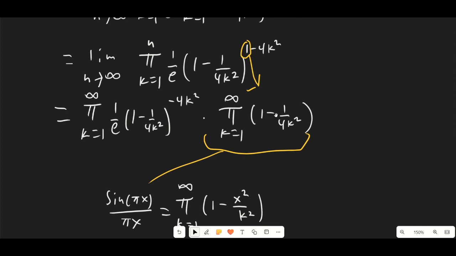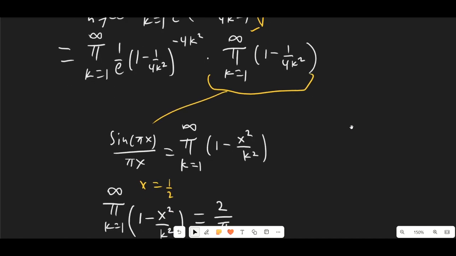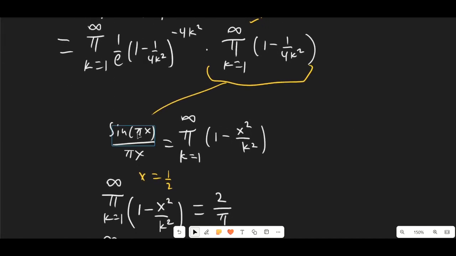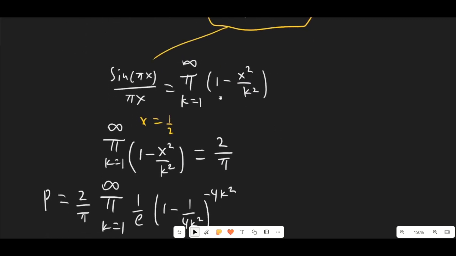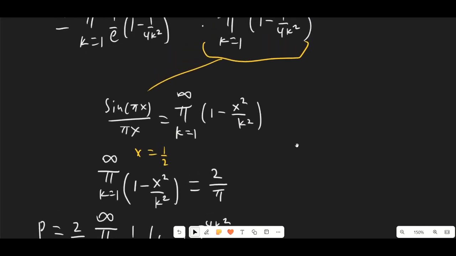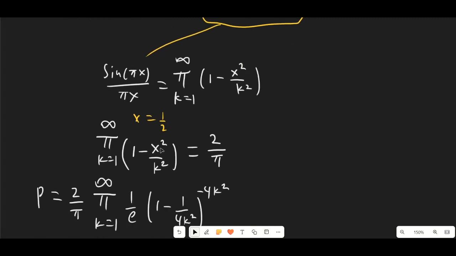And we have this other product, which is the product from k equals 1 to infinity of 1 minus 1 over 4k squared. For this, we use the product representation of sine, which says that sine of pi x over pi x equals the product from k equals 1 to infinity of 1 minus x squared over k squared. And then we just set x equals 1/2, and we get exactly this product right here. Sorry, this is also a little bit iffy. This should actually say 1 minus 1 over 4k squared.